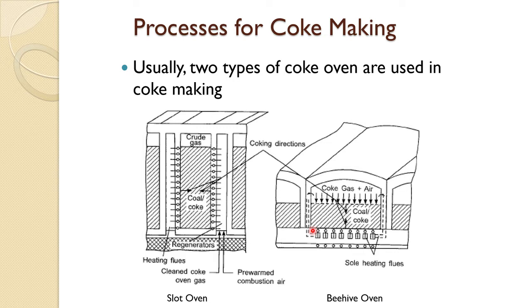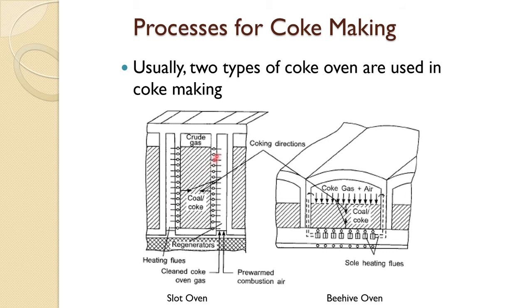So, as we have mentioned, coke is made in the coke ovens. Usually there are two types of coke ovens used in coke making: one is slot type and another is beehive type. In the slot type coke oven, you put the coal in a chamber and indirectly, because coking has to be done in the absence of air, you provide the heat from the side.